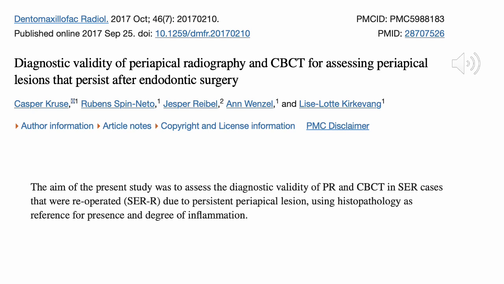So, the aim of this present follow-up study was to assess the diagnostic validity of periapical radiograph and CBCT in surgical endodontic retreatment cases that were reoperated due to persistent periapical lesion, using histopathology as a reference for the presence and degree of inflammation.